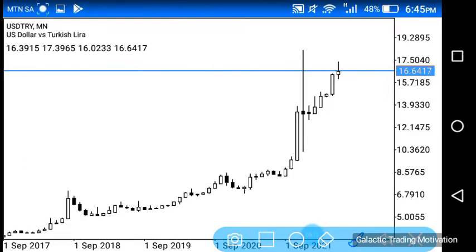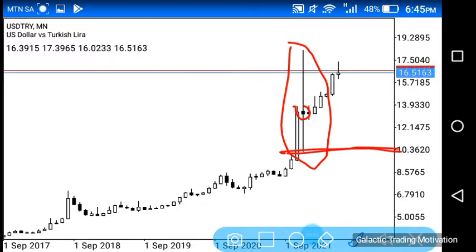One very interesting thing that I see at this point is that we have this huge bearish candle with a small body and a long lower wick. What this tells us is that we have a whole lot of liquidity sitting at this level.